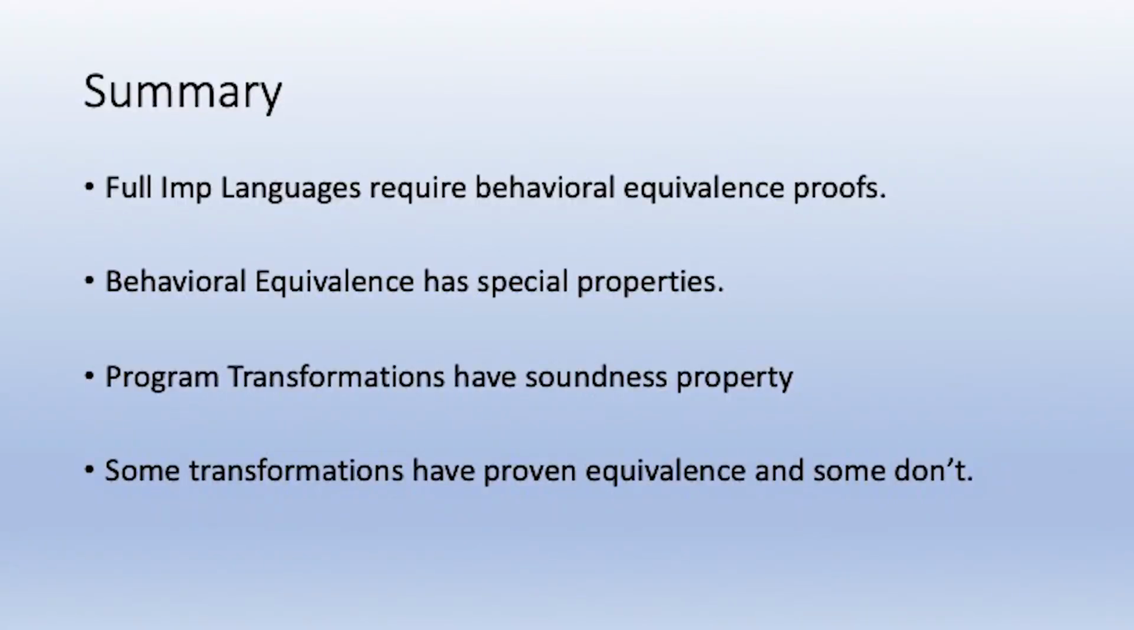In summary, we've discussed two important features of the Coq programming language: program transformations and behavioral equivalence. Full IMP languages require behavioral equivalence proofs because they have states and variables, not just numbers, and so program transformations aren't correct simply by determining that one number evaluates to another number.